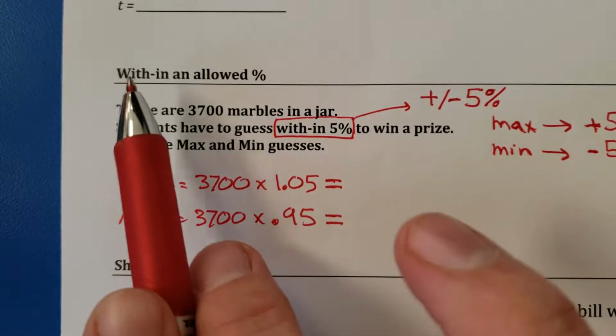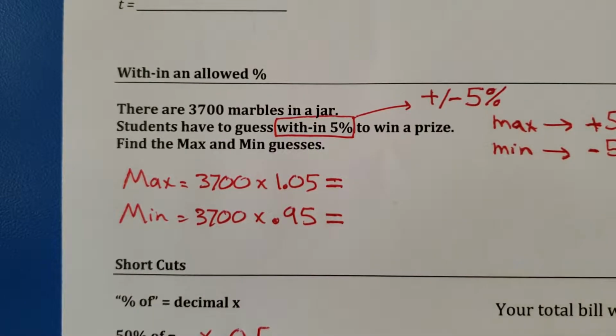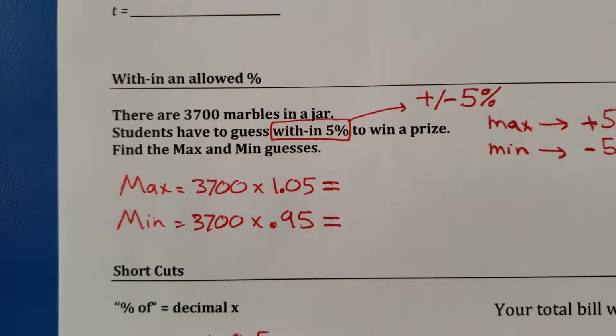Hello students, we're doing the within an allowed percent type of problem. Again, these are additional 2-9 notes. So some of the stuff you may need to write in, and if it's already in there, then you're good to go. So here we go.